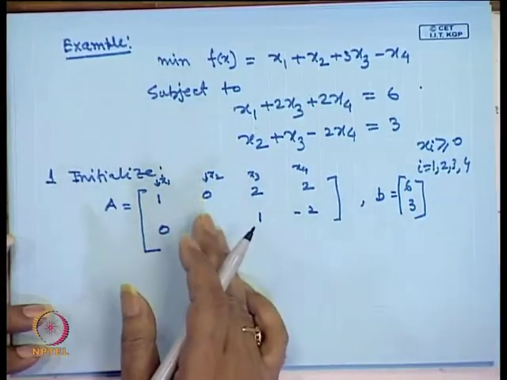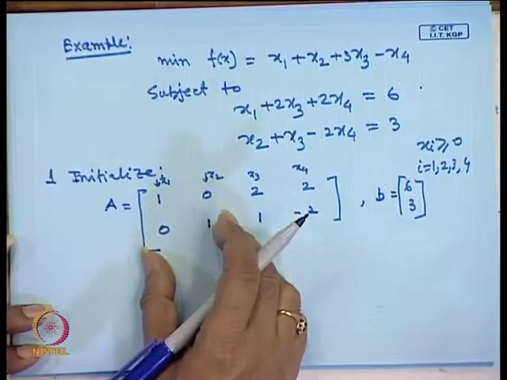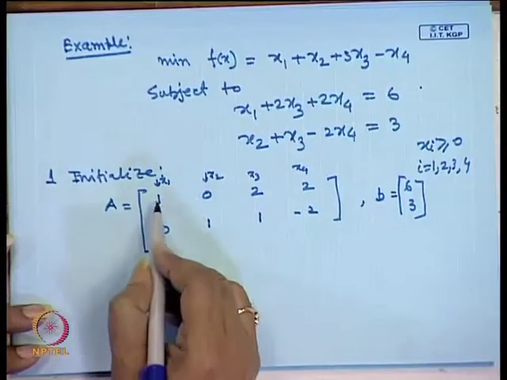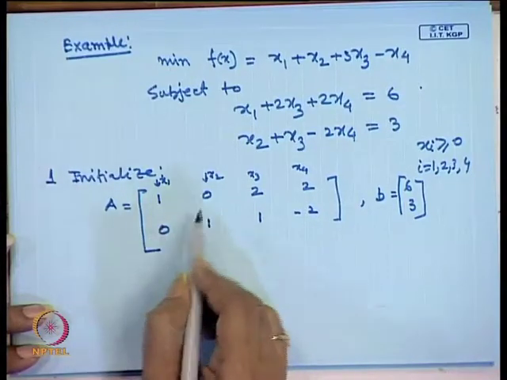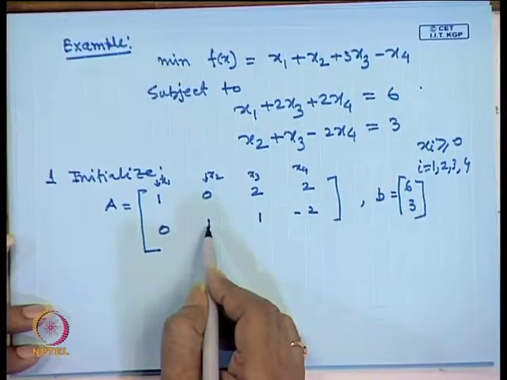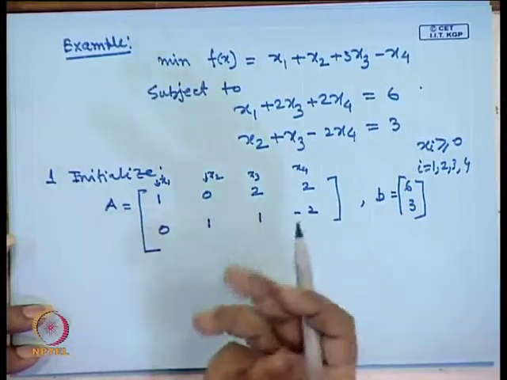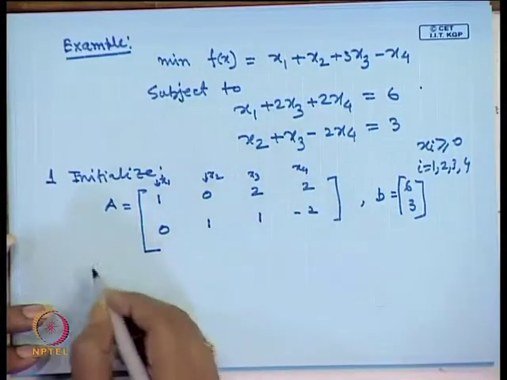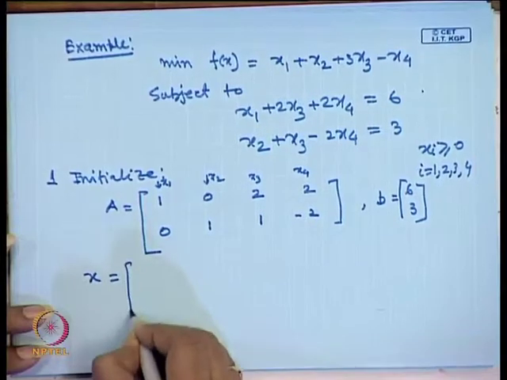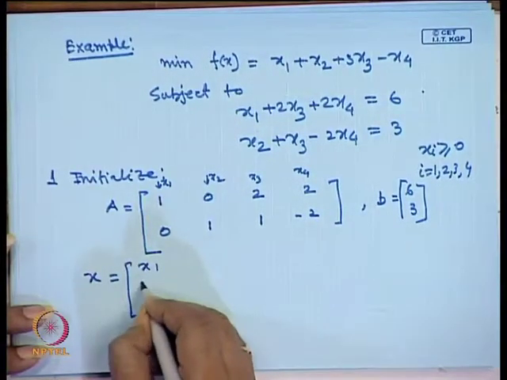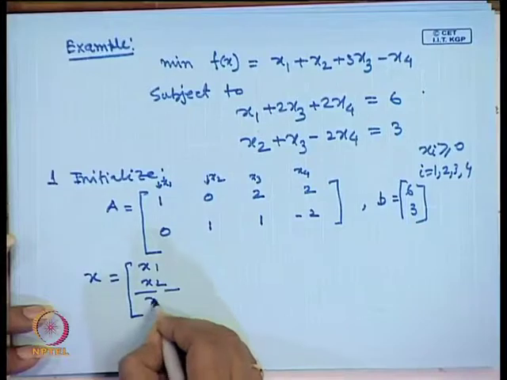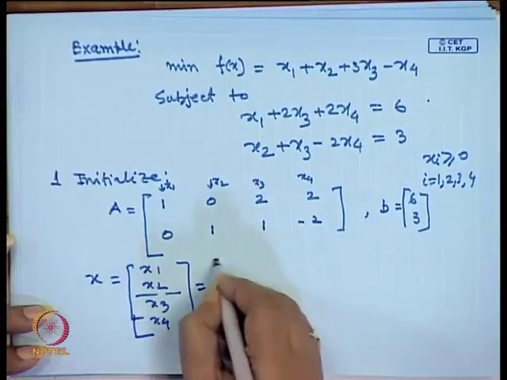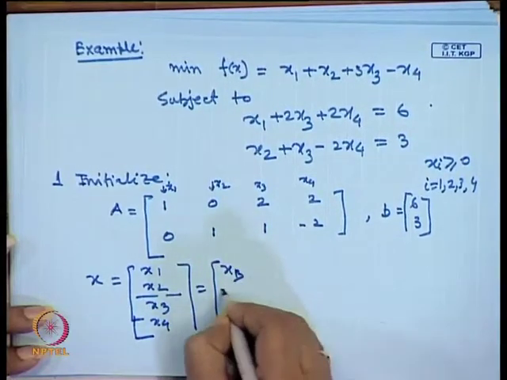Basic variable, we will consider this one, which are in the canonical form. X 1 is involved only in equation 1, x 2 is involved only in equation 2. So, these two we can think of as the basic variables, and the non-basic variables are x 3 and x 4. So, we now partition: x 1, x 2 are our basic variables, x 3, x 4 are our non-basic variables. So, this is written as x B, x N, agree?